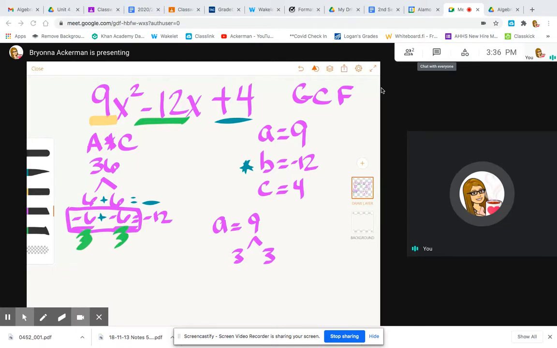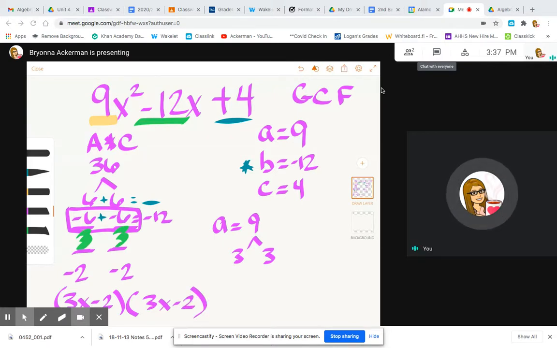If I divide both of these by 3, I get negative 6 divided by 3, which gives me a negative 2. And then negative 6 divided by 3 gives me another negative 2. What that tells me is this 3 goes with x. So I'd have 3x minus 2, and another 3x minus 2. And we want to see if that works. It doesn't always, so that's why you need to double check.